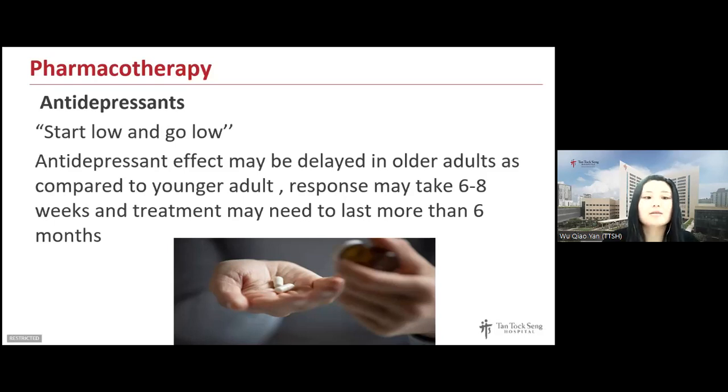This is what we call start low and go slow. Antidepressant side effects may be delayed in older adults as compared to younger adults. Response may take 6 to 8 weeks, and treatment may need to last more than 6 months.